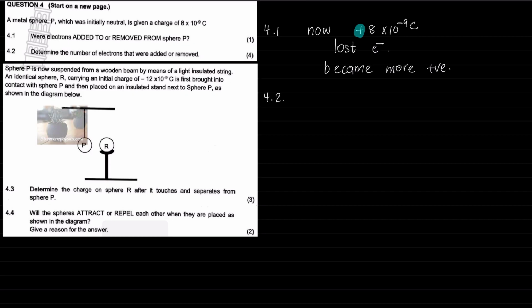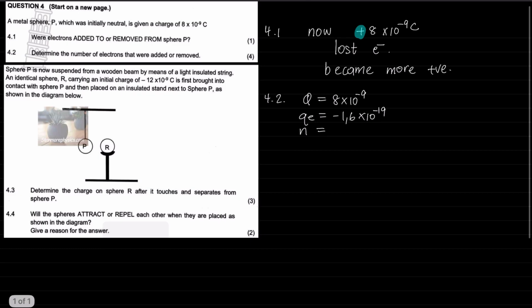Okay, question 4.2. Determine the number of electrons that were added or removed. So what do we know? We know Q, which is 8 times 10 to the negative 9. We know QE, which is minus 1.6 times 10 to the negative 19. We want to work out N. So this is a quantization question, so we can use the formula Q is equal to N times QE.